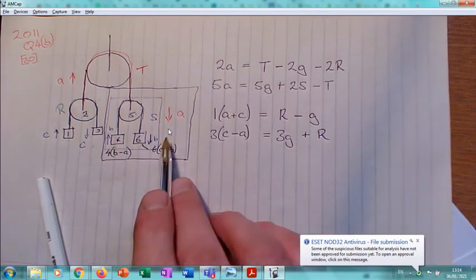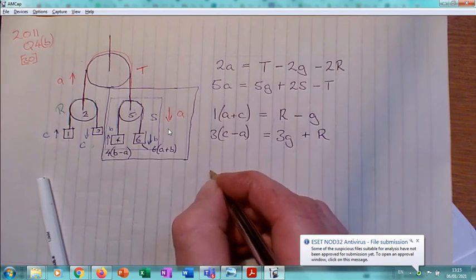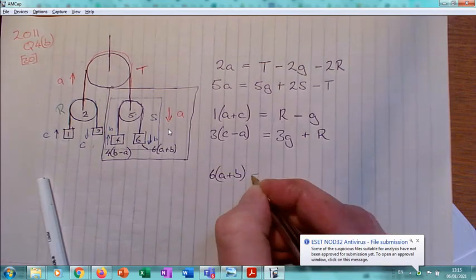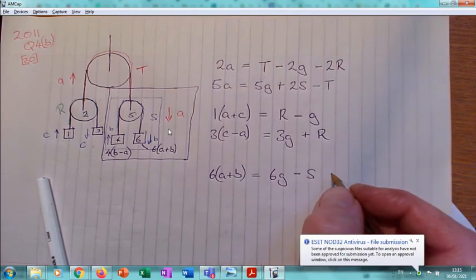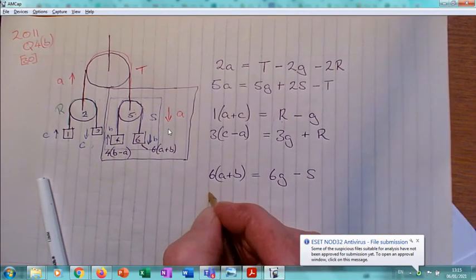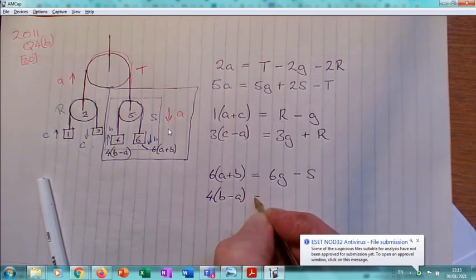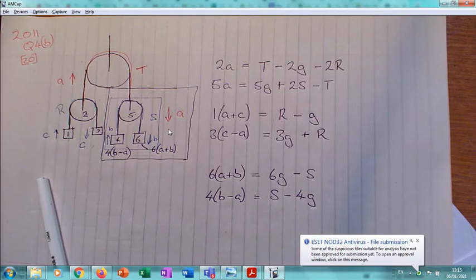Do the same for the S's, this side here. So it turns out to be 6 times (a plus b) is equal to 6g minus S, and this is 4 times (b minus a), and that's equal to S minus 4g. Okay, so they're your first few equations.